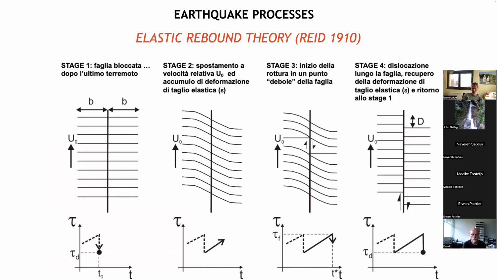And then when we arrive at a threshold, we have the rupture in a weak point of the fault, and so we have this location that is the one we are interested in, because it's the one that is more instantaneous and produces our ground shaking.